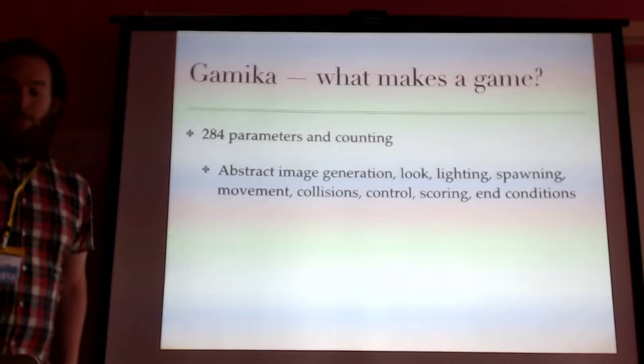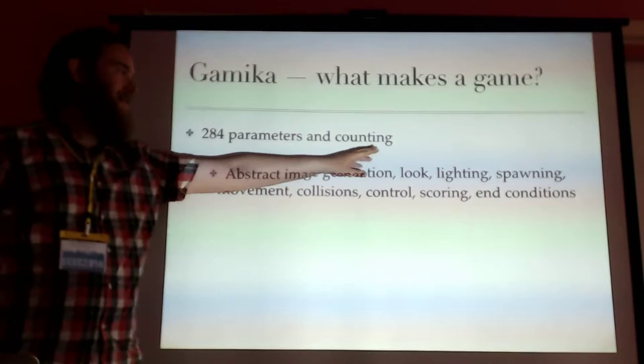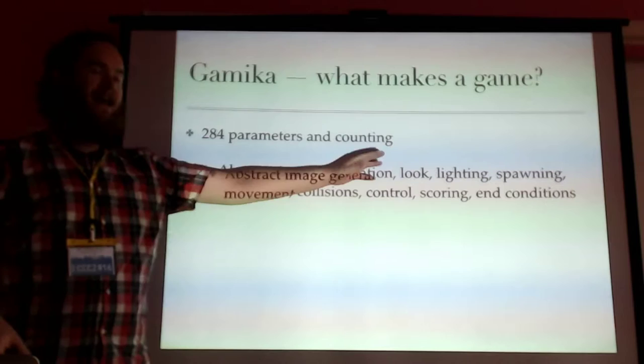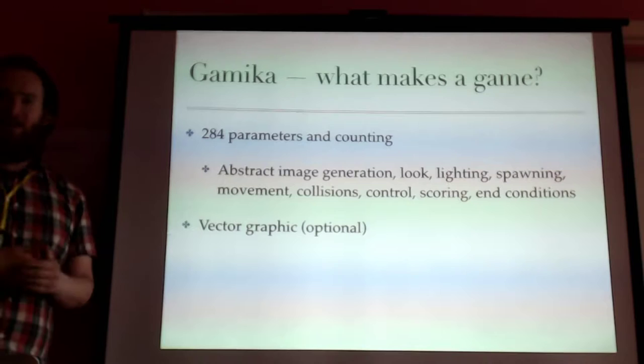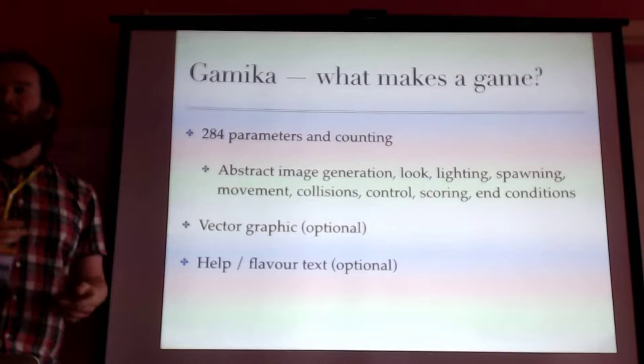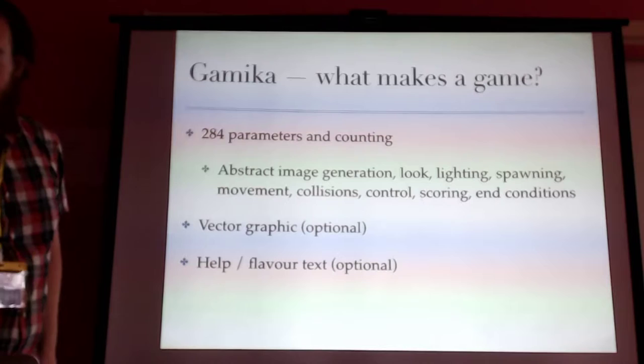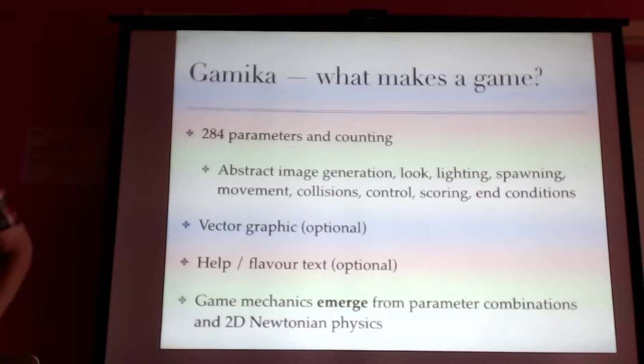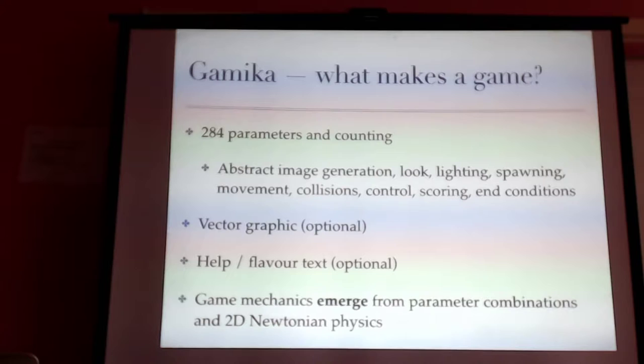So these are some of the categories of parameters that we have. We have the aesthetic parameters, and then things that affect the dynamics of the games and how they're scored and how the user controls them. There's also an optional vector graphic, which I'll go back to the app in a minute and show you. And you have this flavor text that can either give the player some hint about what they're actually trying to achieve, or it can give them a bit of story, or both. And one of the significant things we've gone for in the design of this is this idea of emergence, which Simon's going to be talking about in a few minutes.